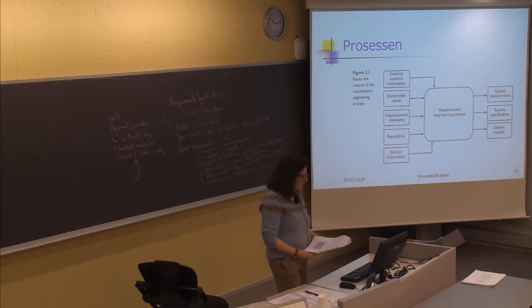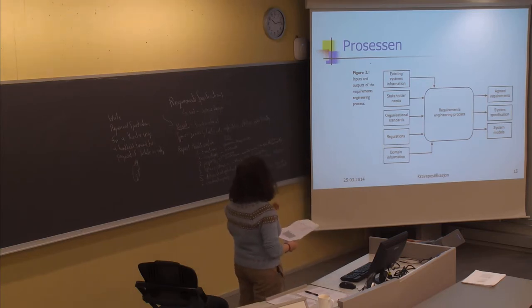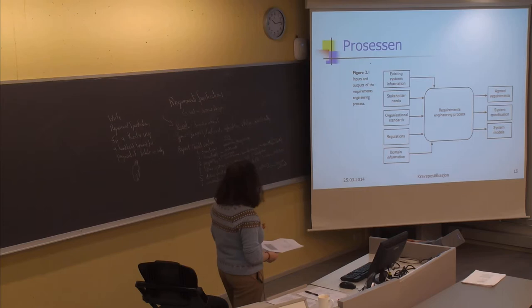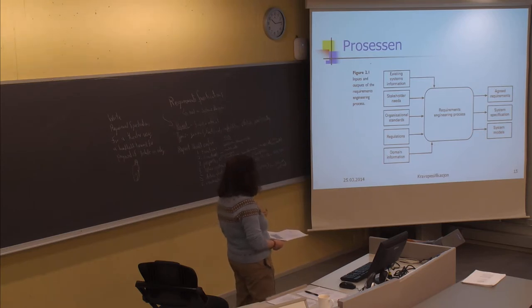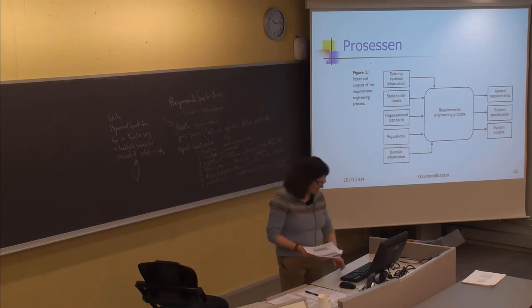There are some processes, with inputs from manufacturers, the input side. We have the existing system, the needs of the stakeholders, the organization standards, regulations, and information from the beginning. We can work through the engineering process, and then we can produce the requirements, the system specifications and the system model. And these are all the different elements in the specification.